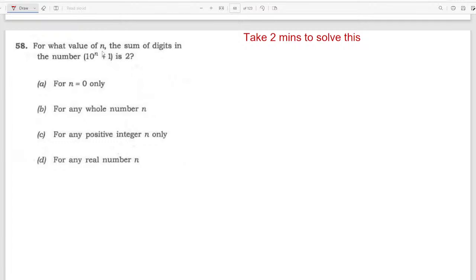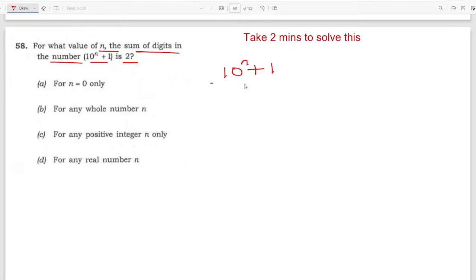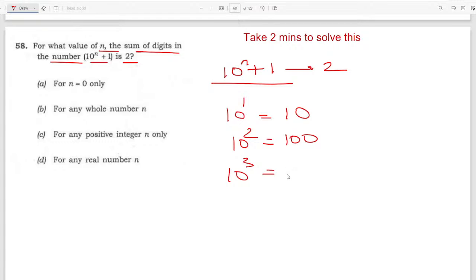They're asking for what value of n the sum of digits in the number 10 raised to n plus 1 is 2. So what is 10 raised to n plus 1? They're asking what is the sum of the digits of 10 raised to n plus 1. For what values of n will it be 2? If we see 10 raised to any integer power, for example, 10 raised to 1 would give you 10, 10 raised to 2 would give you 100, 10 raised to 3 would give you 1000.